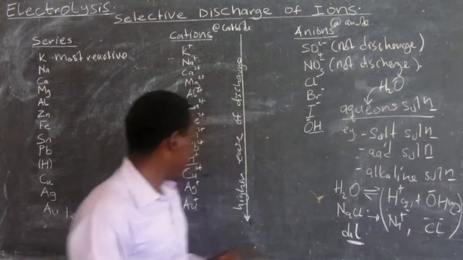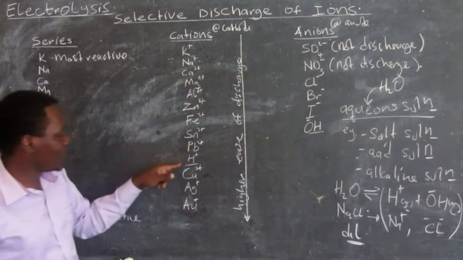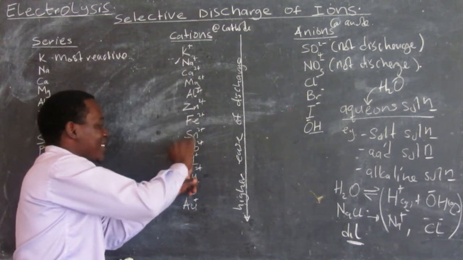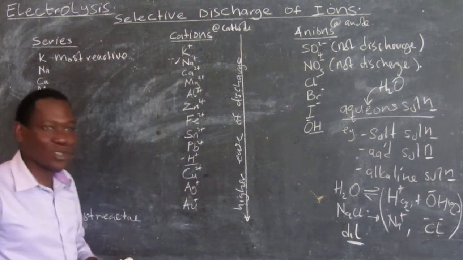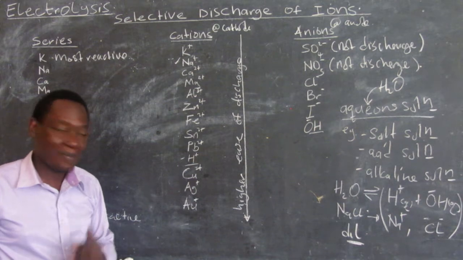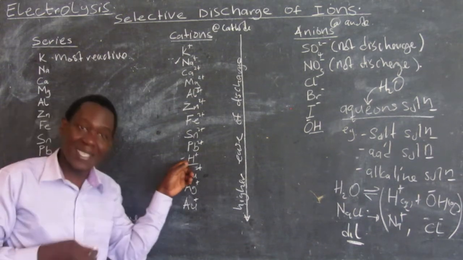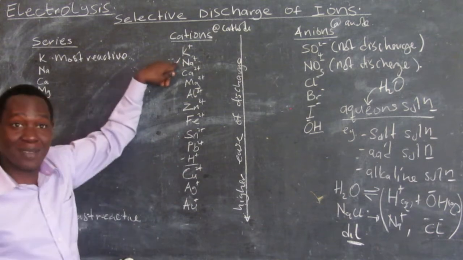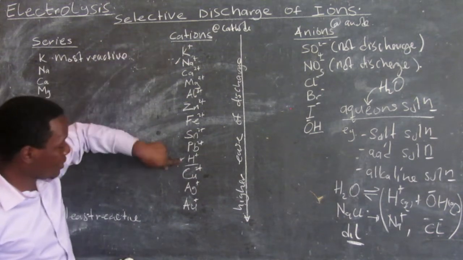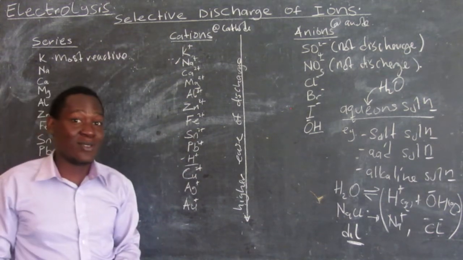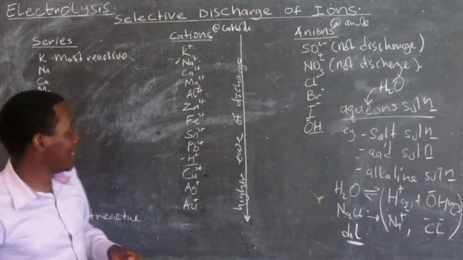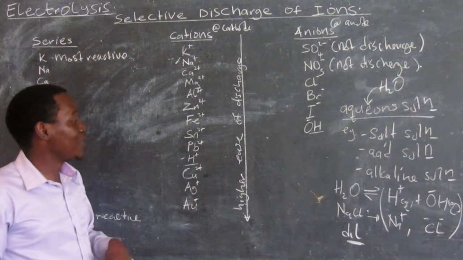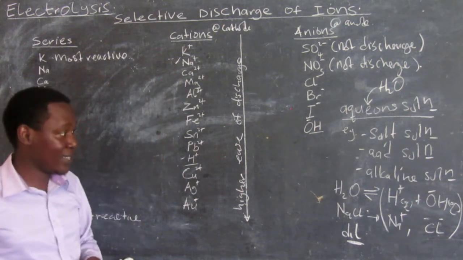In this case, you are saying that the hydrogen is here and the sodium is here. Now, of these two, which is going to be discharged first? My dear student, hydrogen is going to be discharged first. Reason being, it is in a lower position than the sodium, since we say that the lower the element, the easier the discharge. The hydrogen is going to be discharged in preference to the sodium ions.